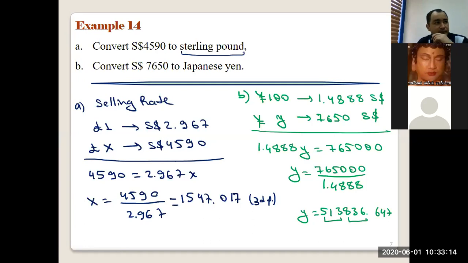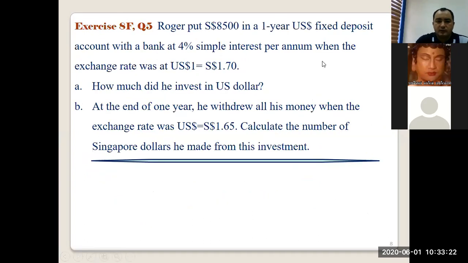Okay. All right, guys, let's continue. Let's see if we have more problems. All right, that's the last question, I think. Yes, the last question. Easy questions, actually. Money exchange. We do this in everyday life, right? That's why we are studying this.